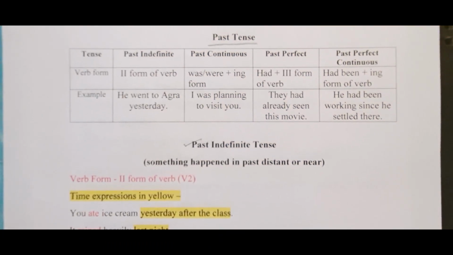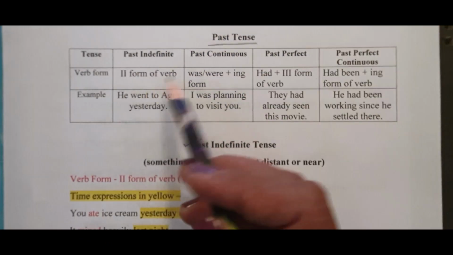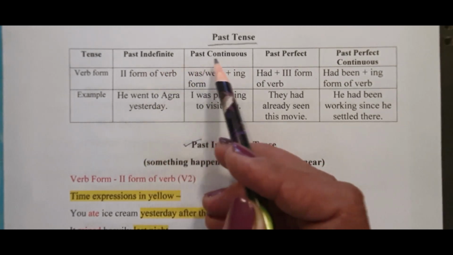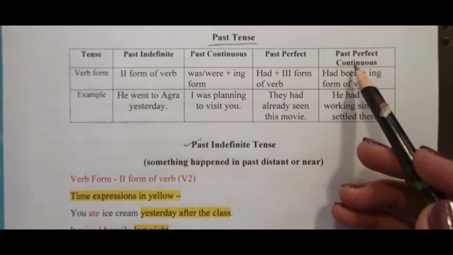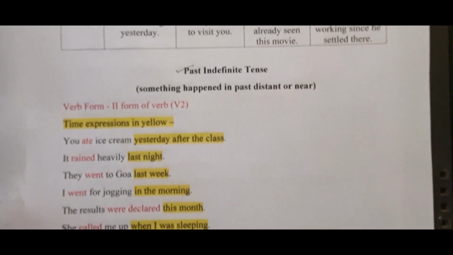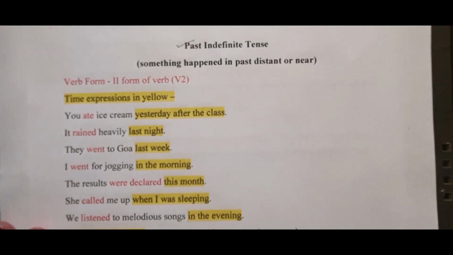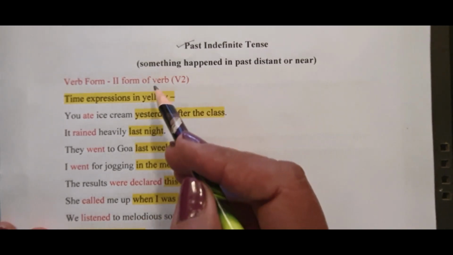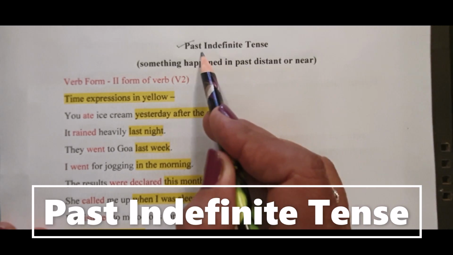And today we will learn past tense. Past tense is divided into four categories: past indefinite, past continuous, past perfect, and past perfect continuous. So today in this video we will learn important rules related to each of them one by one. Let's begin with past indefinite tense.